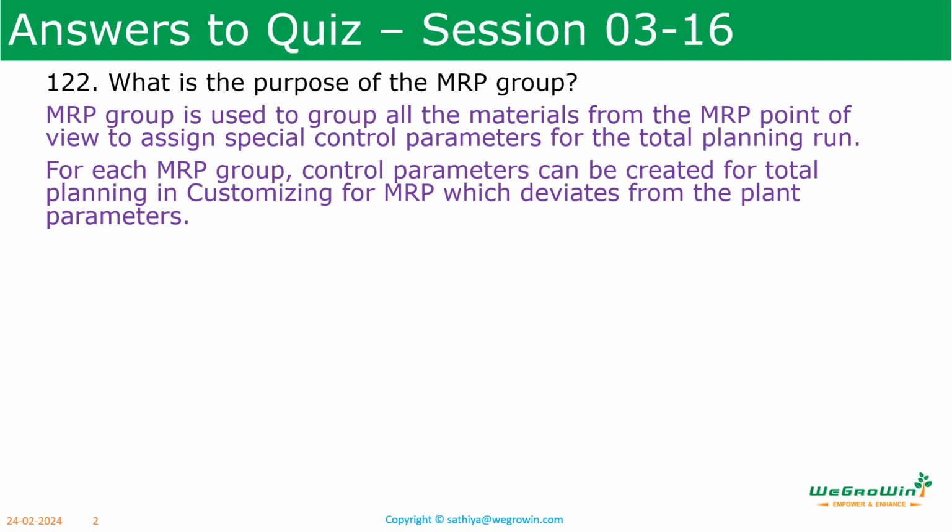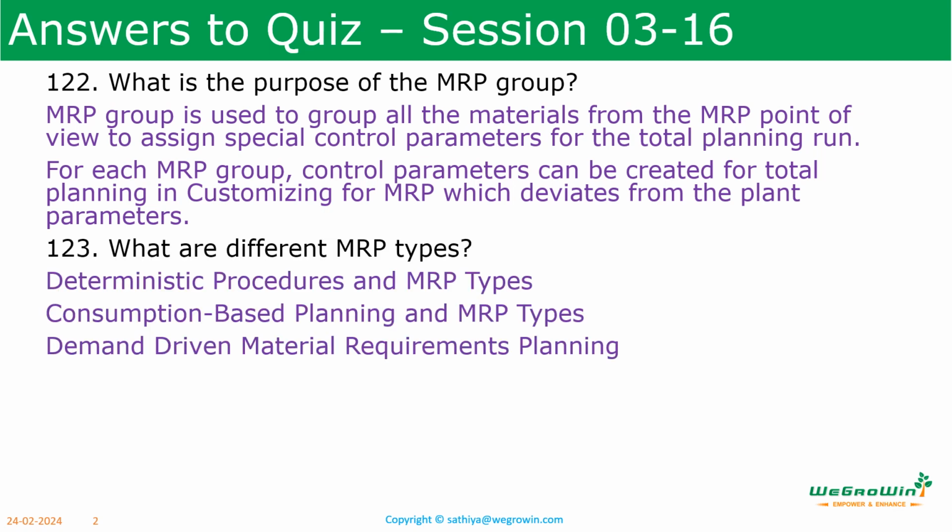What is the purpose of MRP group? MRP group is used to group all the materials from the MRP point of view. This is to assign special control parameters for the planning run. For each MRP group, control parameters like planning strategy, those kind of things will be assigned. These things are customized in MRP if they are deviated from the plant level parameters.